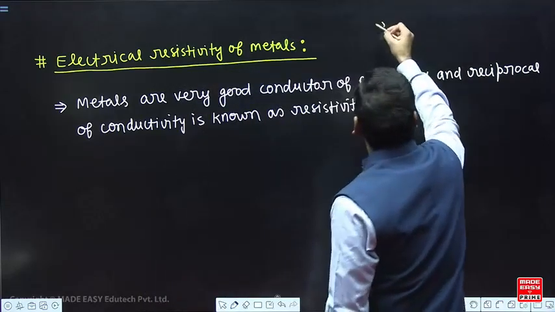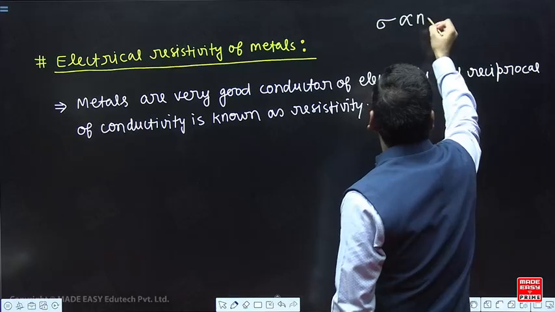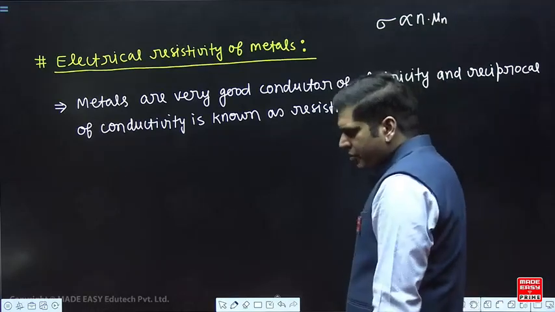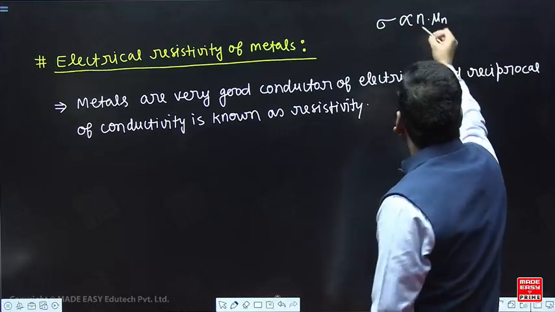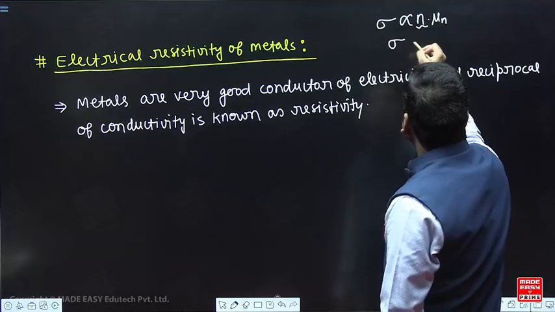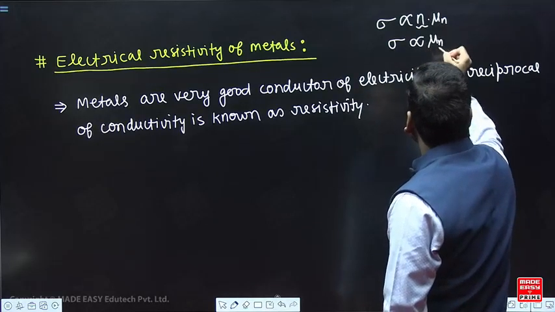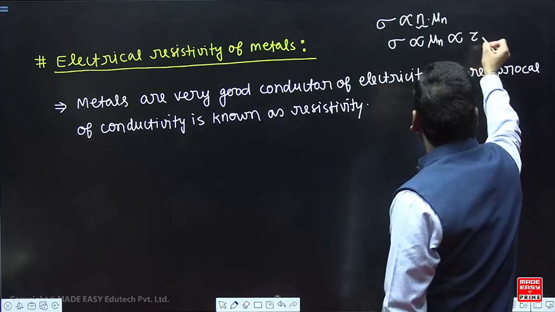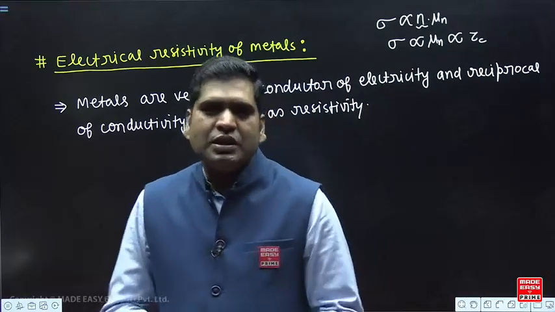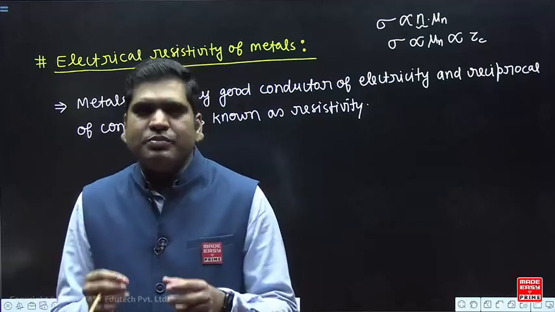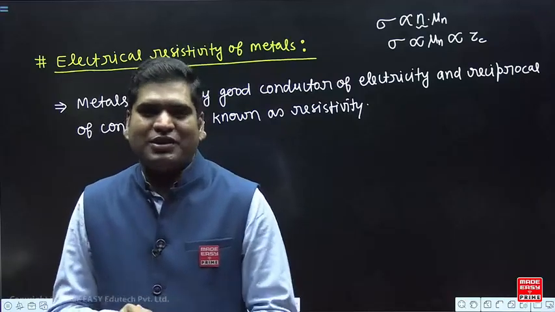You see, my dear friend, resistivity is directly proportional to N and mu n. But in metals, the number of electrons cannot be changed, so the number of electrons is almost constant. So sigma is directly proportional to mu n, and mu n is directly proportional to tau c. Tau c is the time between two collisions, that is, the time before the electron gets scattered.